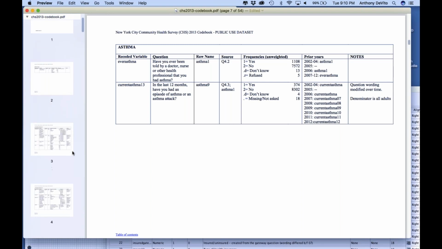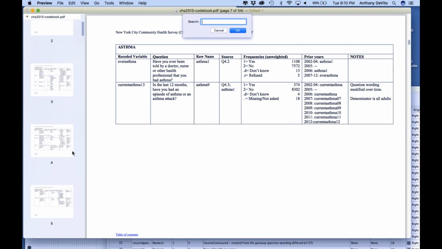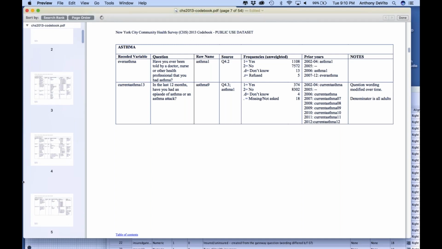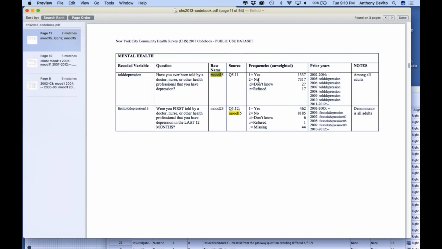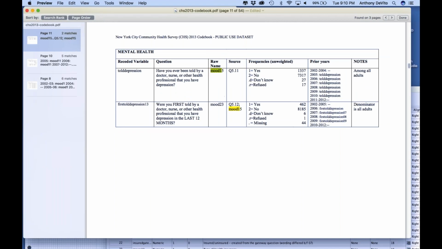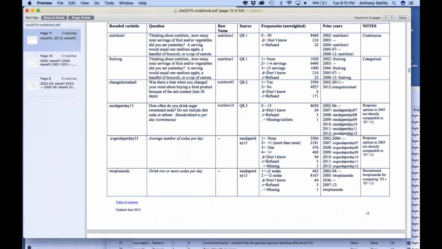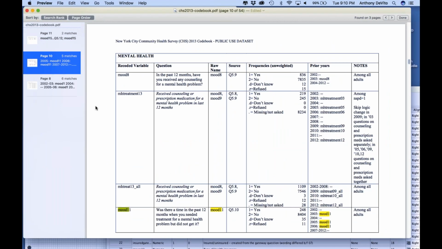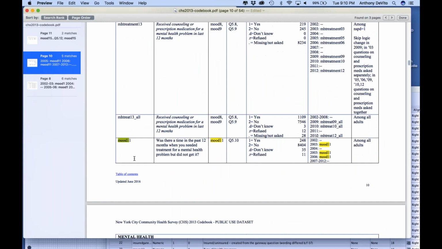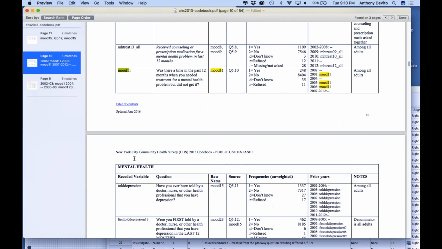Now let's see if we can't find the variables that we were interested in. One of them was mood 9. I'm going to do a search for it. Actually, I'm going to do mood 1 first. Okay, let's see if we can find it. Okay, here we go. Here's mood 15. Let me see, maybe it's in here. Mood 11.